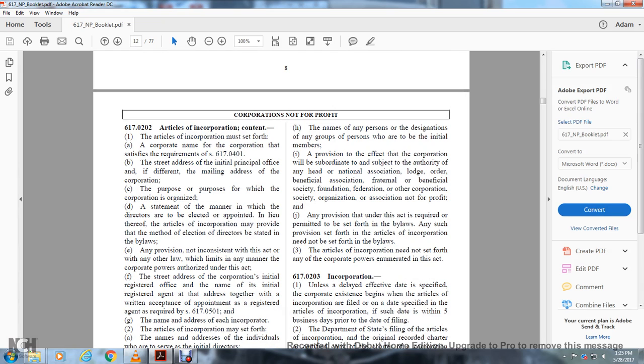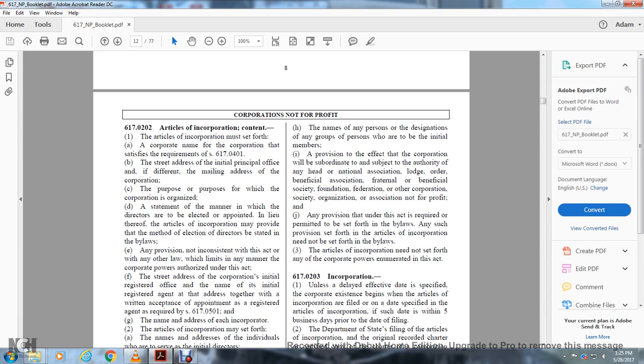617.0202 Articles of incorporation. The articles of incorporation must set forth the corporate name of the corporation that satisfies the requirements of 617.0401, the address of the initial principal office and the mailing address of the corporation, and the purpose for which the corporation is organized. They must also state the manner in which the directors are elected or appointed, or in lieu thereof the articles of incorporation may provide for the method of election of the directors to be as stated by law. They may also include any provision not inconsistent with this act or any other law, including limits on the manner of exercising corporate power or as authorized to act.